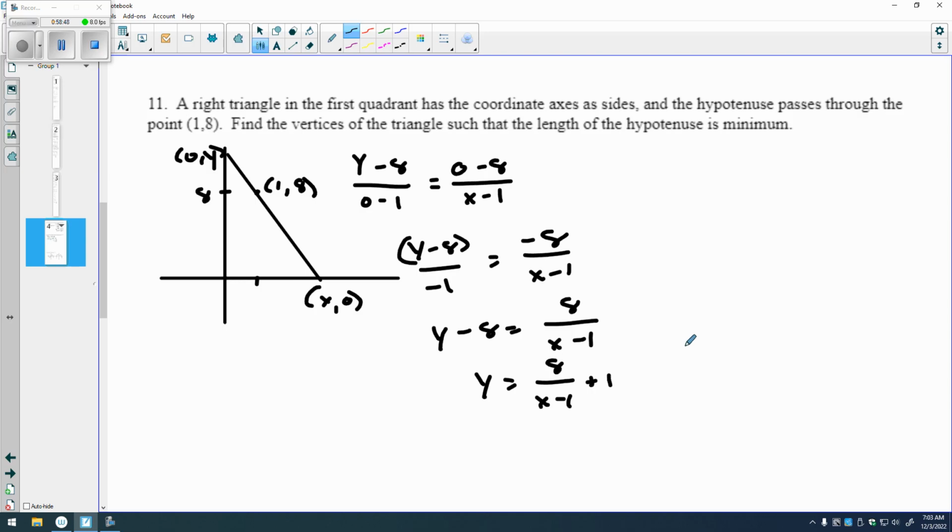Okay, now my distance formula, distance from here to here, is the square root of x squared plus y squared. The distance from here to here is x squared plus y squared square rooted. Substitute in the value of y we just found.